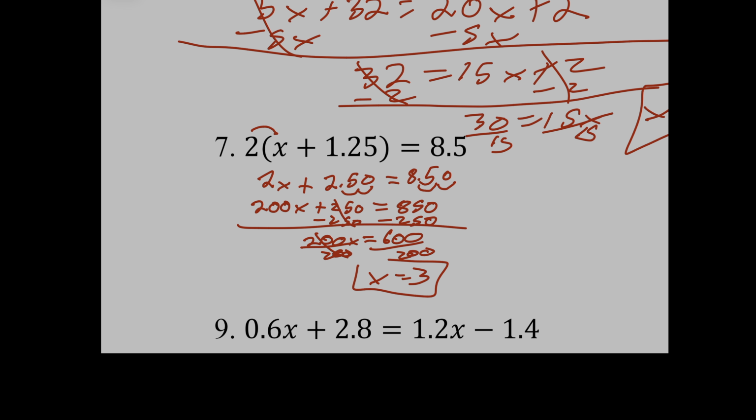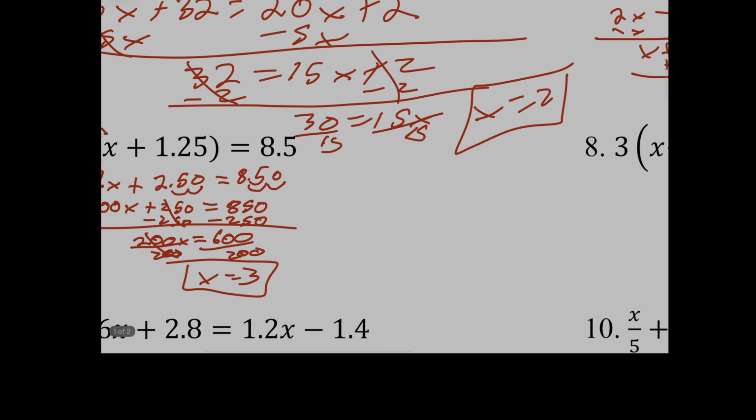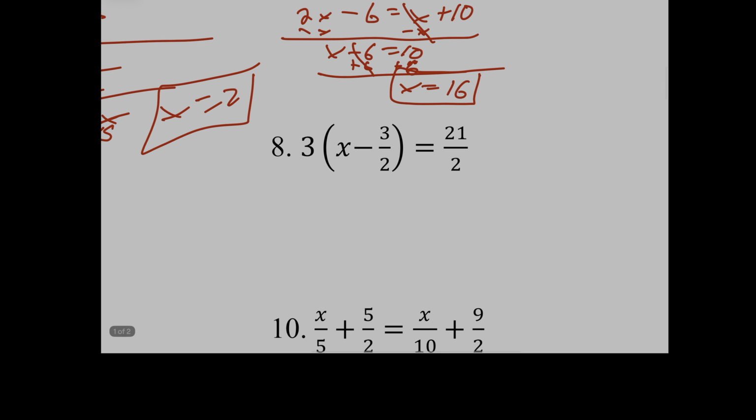Okay? Let's go on to number 8. All right. Oh, nasty fractions. That is awful. Okay. That is no fun whatsoever. Now, do you know how to multiply with fractions? Multiplying with fractions really isn't that hard. You just multiply the top by the top. You don't have to worry about common denominators.